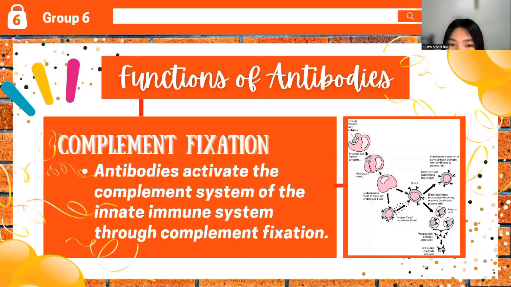Complement fixation. Antibodies activate the complement system of the innate immune system through complement fixation. It triggers destruction of pathogens by stimulating other immune responses such as the complement pathway, because the complement system starts a long cascade of protein production that either opsonizes a pathogen for phagocytosis or lyses it directly by forming a membrane attack complex.